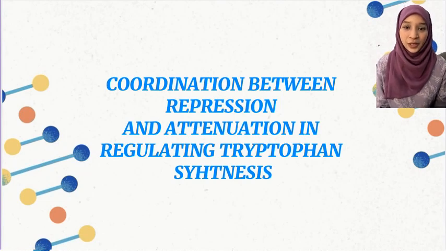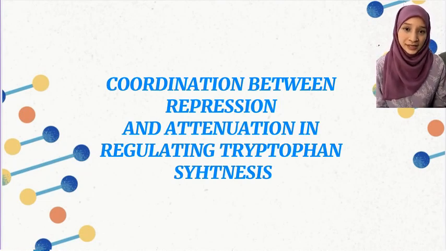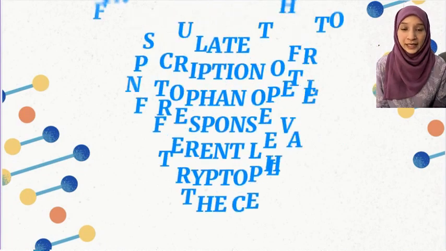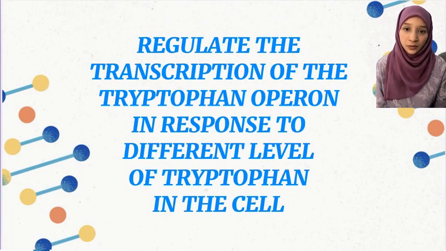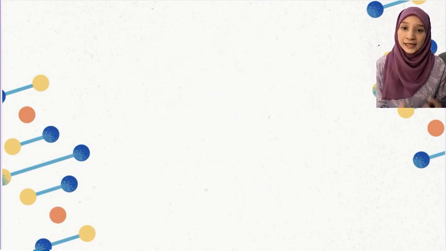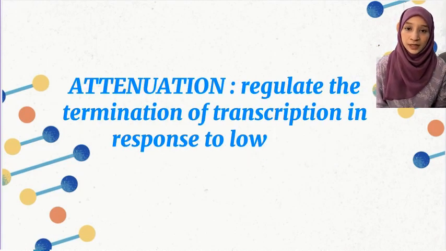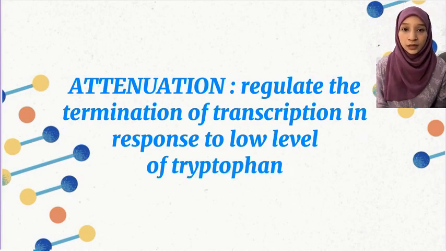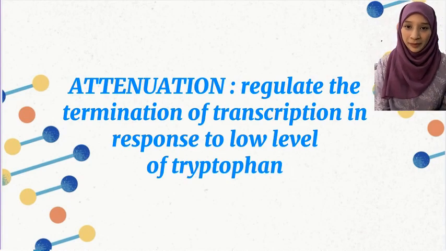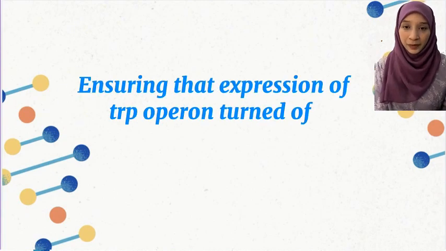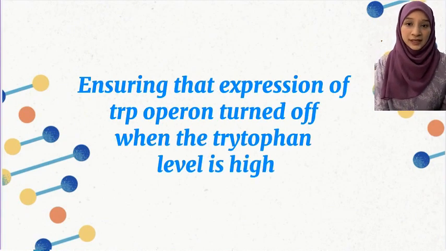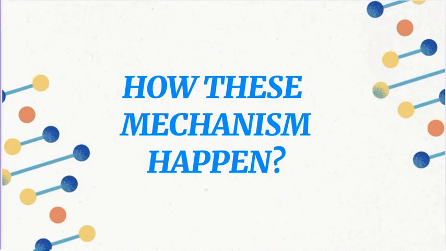Next, we're moving on to the combination of repression and attenuation. By combining these two processes, they can regulate the transcription of the tryptophan operon in response to different levels of tryptophan in the cell. This is because repression happens at the initial step of transcription in response to high tryptophan level, whereas attenuation regulates the termination of transcription in response to low level of tryptophan. This combined mechanism ensures that expression of the TRP operon is turned off when tryptophan levels are high.